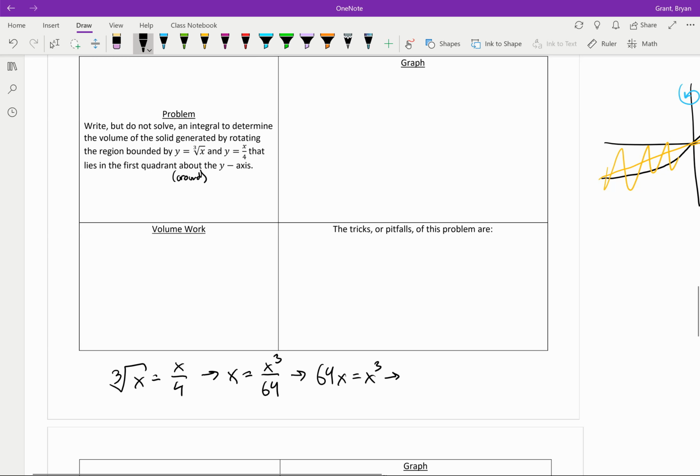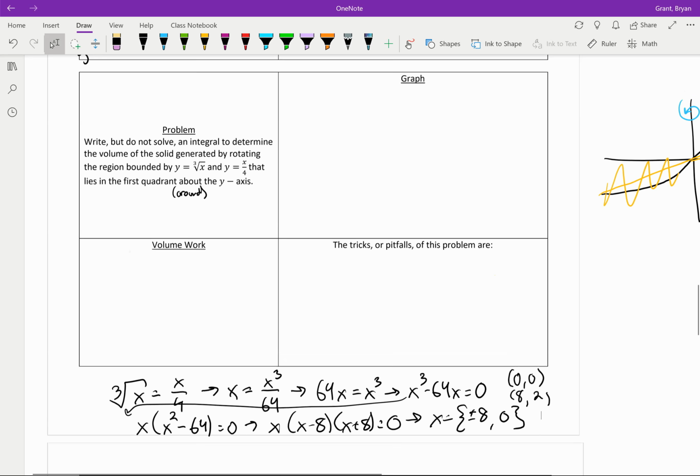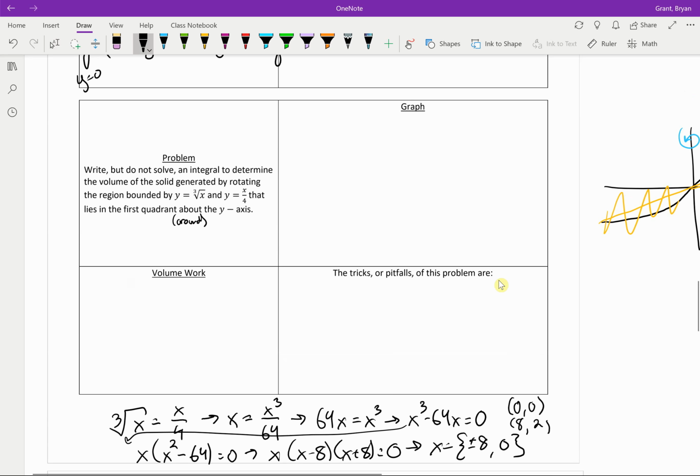Okay, and then continuing on, we're going to go ahead and get x cubed minus 64x equals 0. Don't forget that. I'm going to jump down because I'm running out of room here. I'm going to factor out an x, so we get x squared minus 64 equals 0. And then difference of squares, x minus 8 times x plus 8 equals 0, which tells us that x will equal positive or negative 8 and 0. Okay, and when we plug 8 into our equations, the cube root of 8 is 2, so I get the points 0, 0, and we only need positive 8, comma 2. All right, but then we will need negative 8, comma 2 for the reflection.